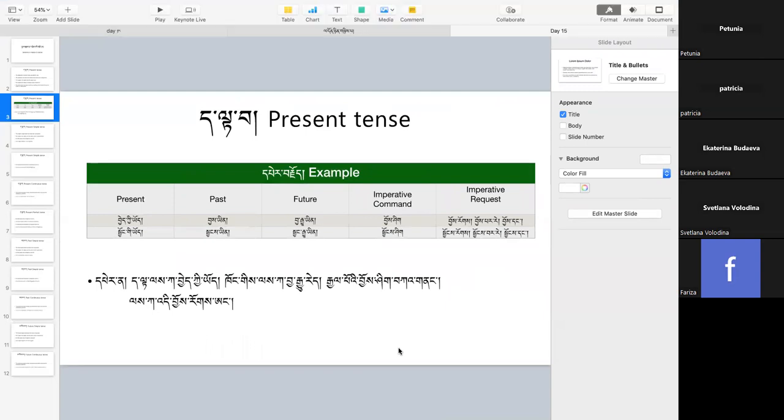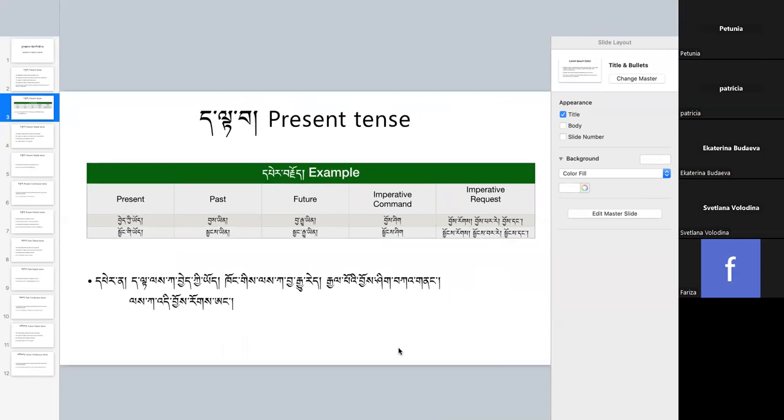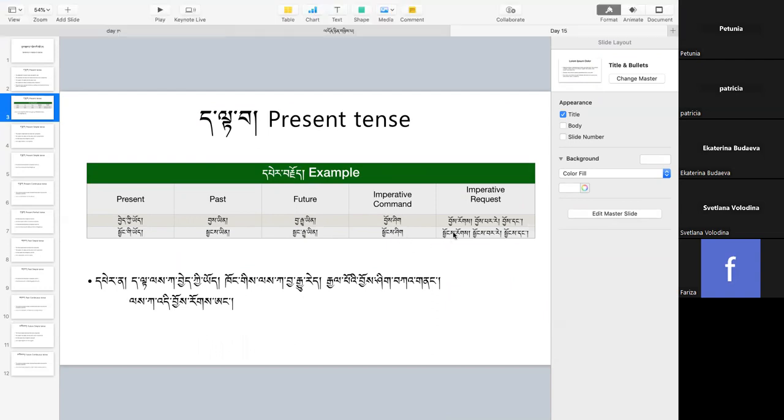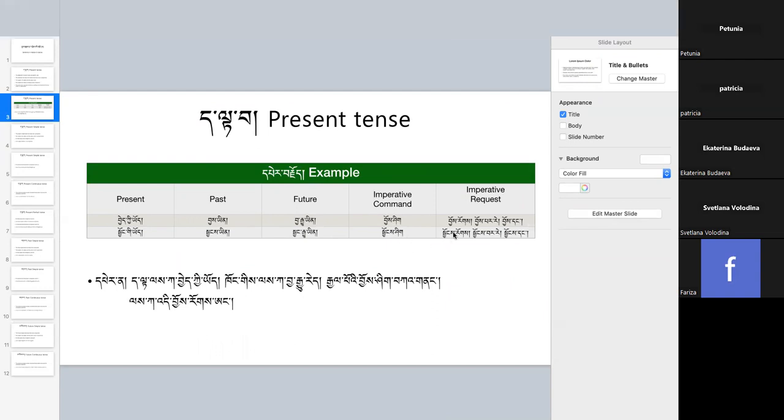So we see that the spelling changes, and these two imperatives have the same spelling, but the difference is how it ends. If it ends with one of these particles, it becomes an imperative command. If it ends with these companion words, it becomes an imperative request.